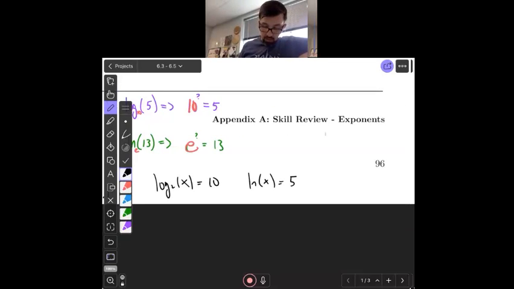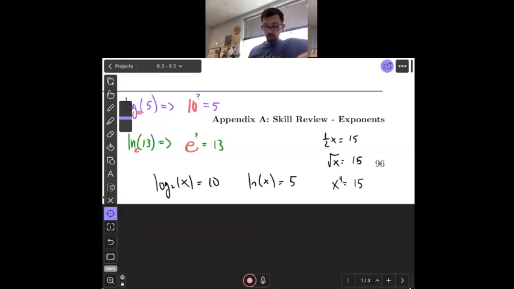If I say 1/2 x equals 15, or the square root of x equals 15, or x to the 4th equals 15, right? That idea that I want to get x by itself. So how do I get x by itself? Well, I multiply both sides by 2. Here, how do I get rid of a square root? How do I unsquare root? Well, I would just square both sides, and then x would be by itself. How do I get rid of a 4th power? Well, I would just take the 4th root of both sides, so I'd have x by itself.